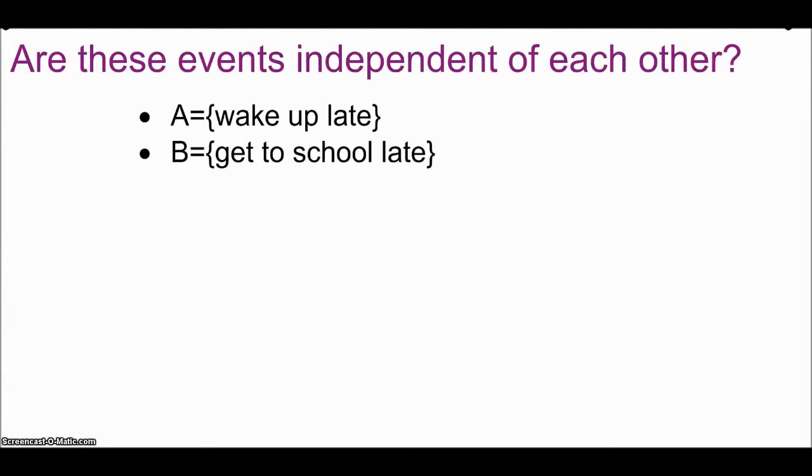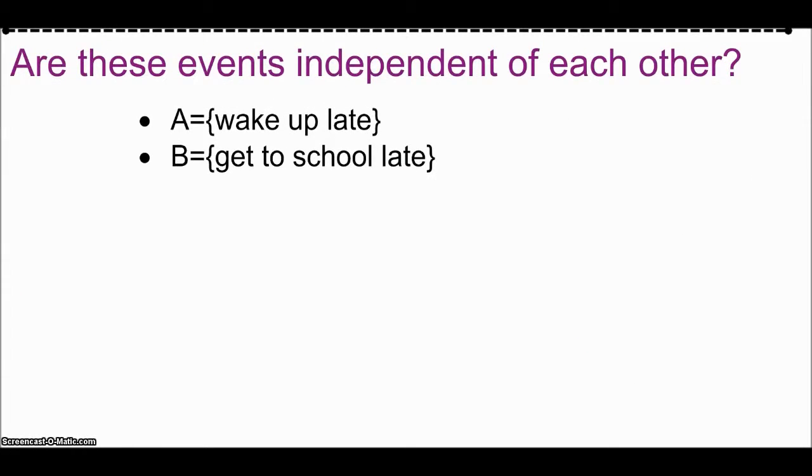So what about these two events? Are these events independent of each other? Waking up late and getting to school late. Does the probability of getting to school late change if you wake up late? And the answer to that is yes. You could be late to school because of any number of reasons: traffic, a minor emergency that morning, it's raining, whatever. But if you wake up late, you're going to increase your chances of getting to school late. So because the probability of B is affected by the probability of A, these are not independent events.